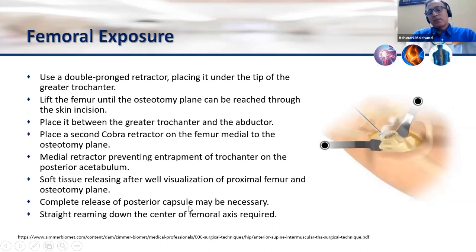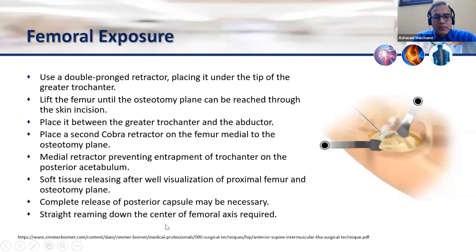Complete release of posterior capsule doesn't mean that we got all the capsule, but the capsule which is basically obstructing our visualization of the trochanter from where we are starting our broaching, only that part of the capsule should be excised. Another thing that I noticed in the video is that they are excising the anterior capsule. I think instead of excising the capsule, we should leave the flaps intact and repair it. It adds to the stability. Why excise something that is giving extra support to the hip joint?